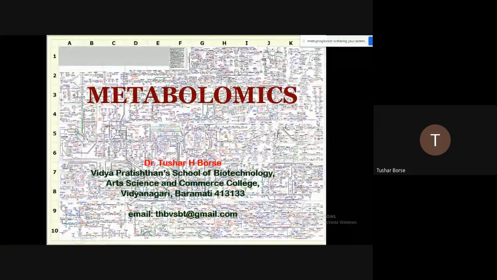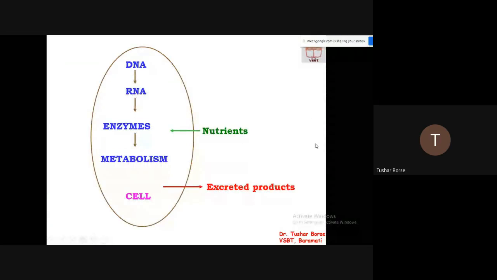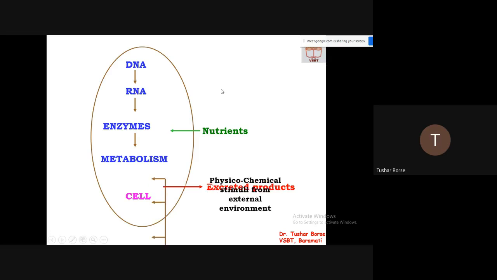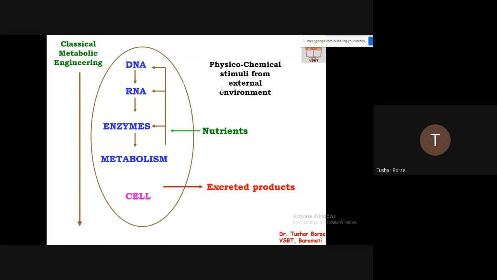So that is what we started with, metabolomics. This is what I have explained to you. I think you got an idea about a particular cell in normal conditions. It may have the functioning like this: DNA to RNA, RNA to enzymes, and then metabolism, whereby the nutrients are taken in, the metabolism takes place, the energy is obtained, and the biomass is obtained, which is required for its normal growth and development. Some of the nutrients taken in could be excreted outside the body, and that is what is studied with respect to classical metabolic engineering.